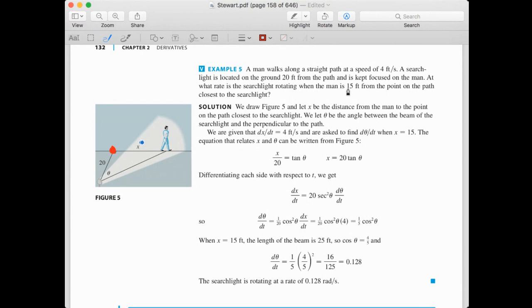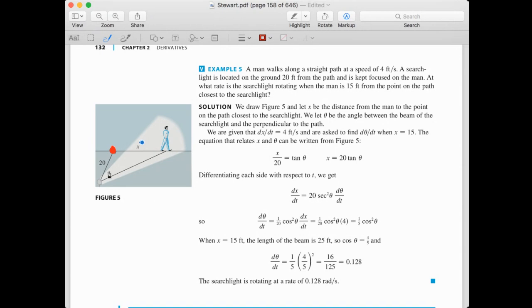When the man is 15 feet from the point on the path close to the searchlight. All right. So we see again we have this right triangle, right? But now we're talking about the angle theta. So we want to find the change of the angle, d theta/dt or theta prime.